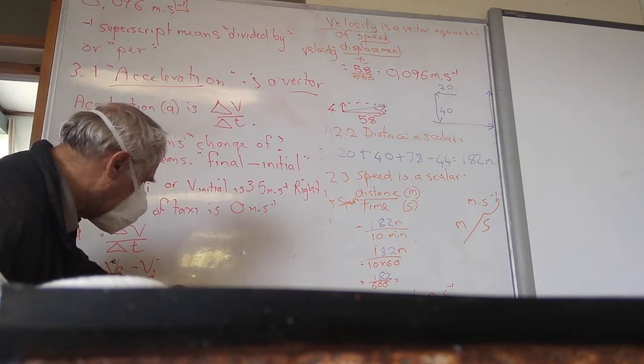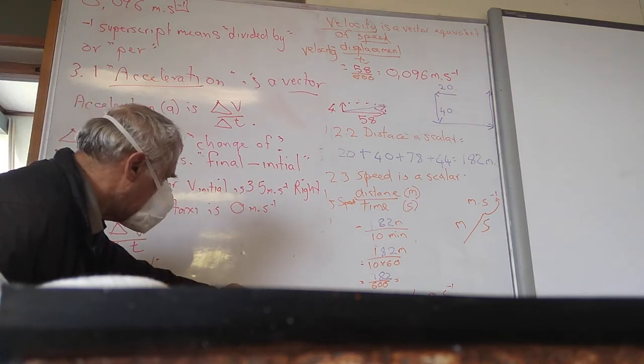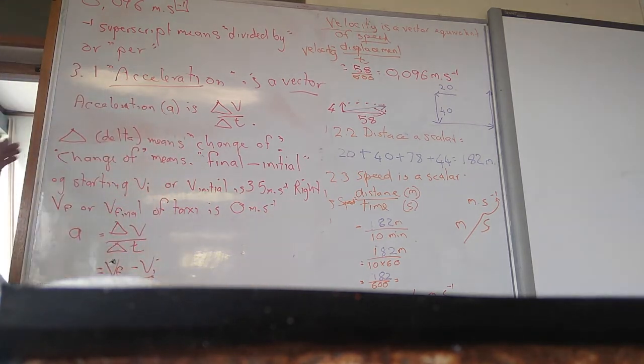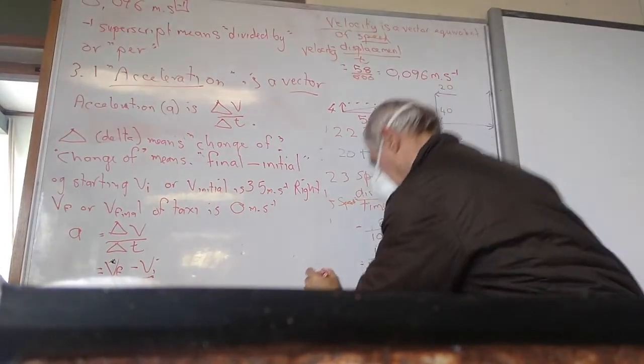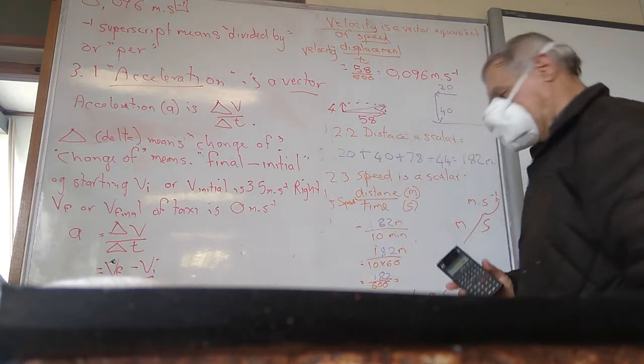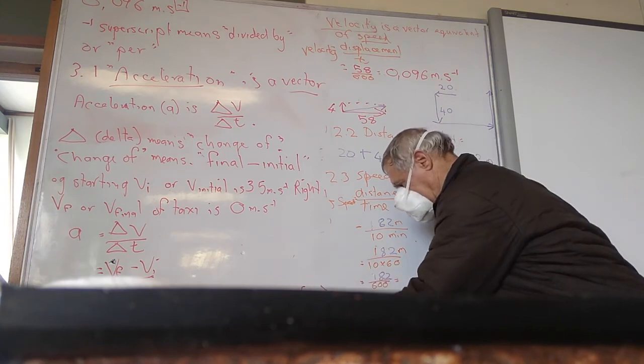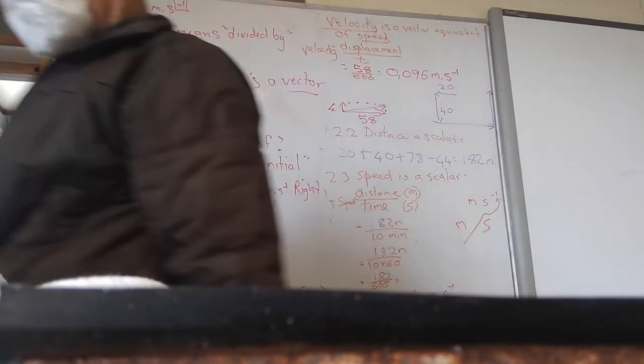Meters seconds to the minus 2 is the unit for acceleration. The minus 2 means divided by time twice. It means this: equals meters over time times time. That's what it means, divided by time twice. So, any speculations why there's a negative?